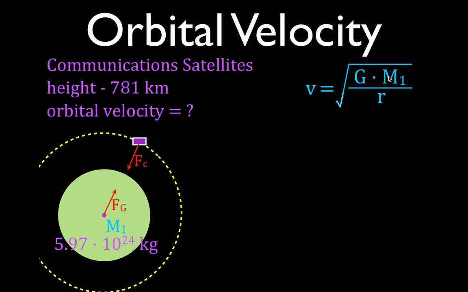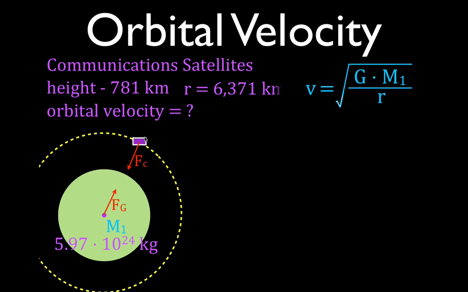The mass of Earth is 5.97 times 10 to the 24 kilograms. This r, as I said, is the distance that the object is away from the center of mass of the central object, or the center of mass of Earth in this case. Now we're told that the object is orbiting the Earth at a height of 781 kilometers. That's this distance, but we want to know the total distance from the center of mass to the object, from the center of the Earth to the object.